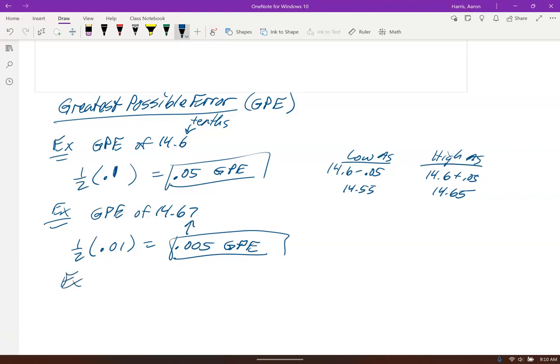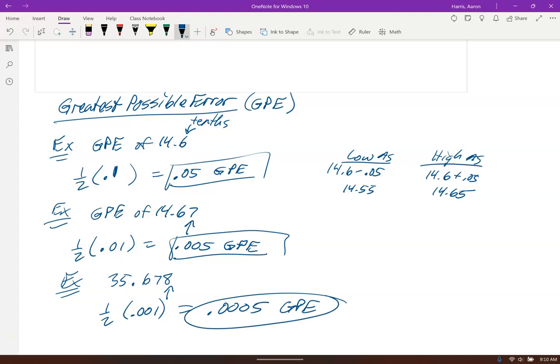And last one for greatest possible error. Let's say I have 35.678. Now I'm at the thousandths position. Is my greatest possible error. Okay, hope that helps you guys.